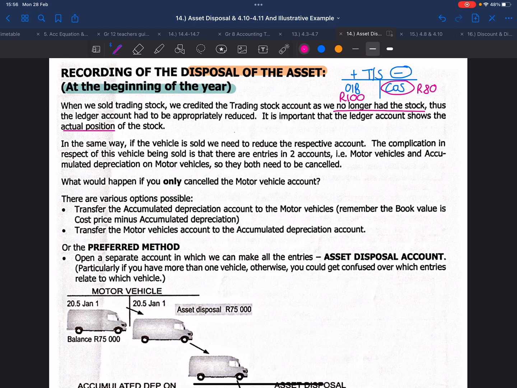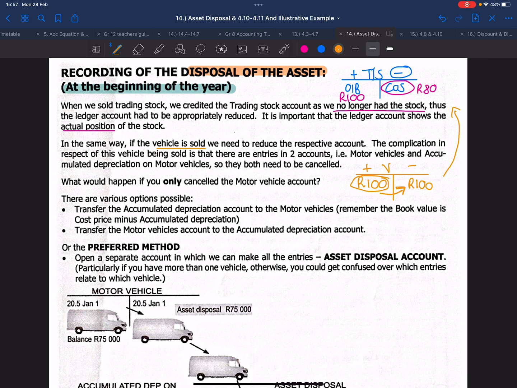So just like stock, if a vehicle is sold, we need to reduce the respective account. So if we have vehicles and we have a vehicle of 100 Rand, if a vehicle is sold, we need to do the same thing just like we did with trading stock, because it needs to show the actual position. We can't have vehicles at 100 Rand if we sold a vehicle for 100 Rand and then it's not reflected like that. Because then if we look at our books, we'd say, oh, we've got vehicles worth 100 Rand in our books, but actually we disposed of it, and that's not true.